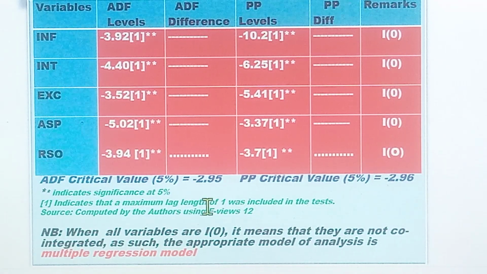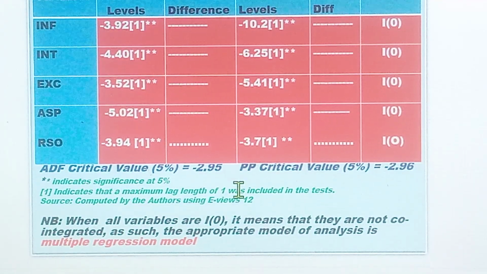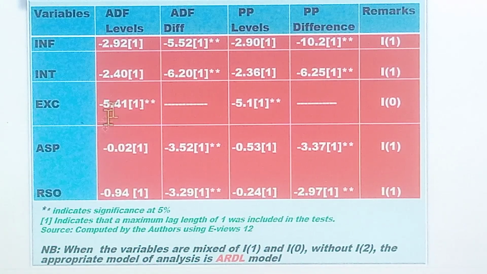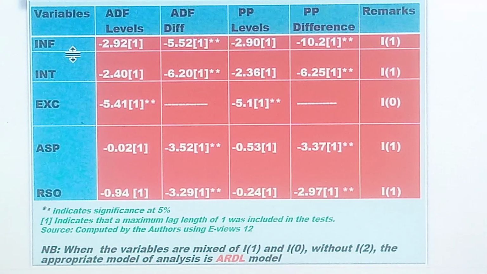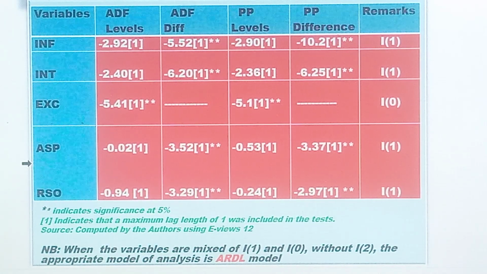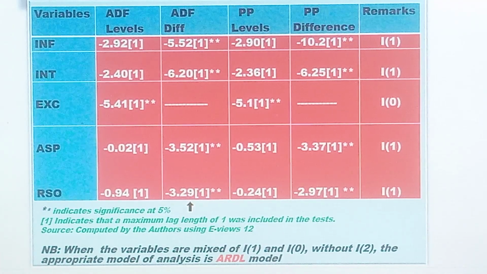Now, what if the order of integration is mixed? Some variables I(0), others I(1). What happens? Okay, take a look at this. We reproduce the table again in this form. Here you see that we made inflation, interest rate, asset price, and real sector output integrated of order 1, except exchange rate. The calculated value for exchange rate at level is higher than the critical value. The critical value is not shown here, but it is minus 2.95 for ADF, and for PP it is minus 2.96.